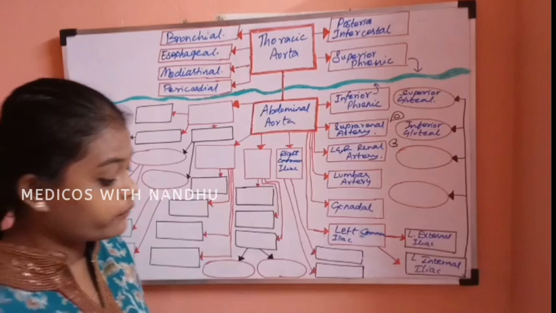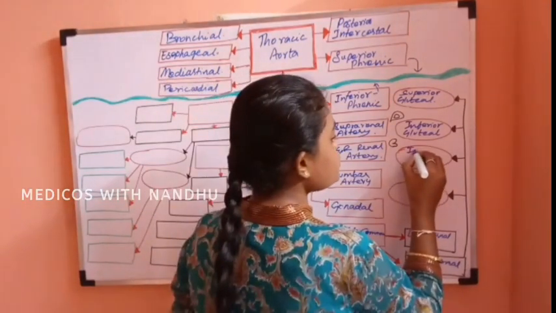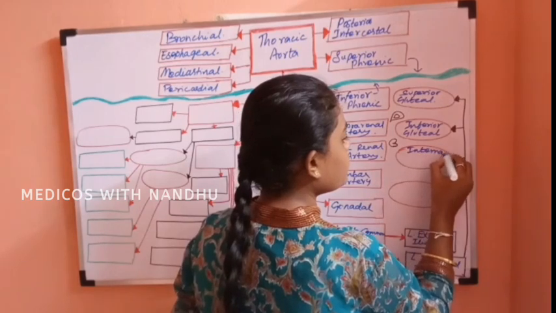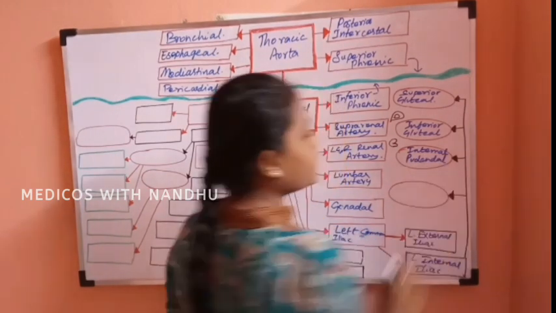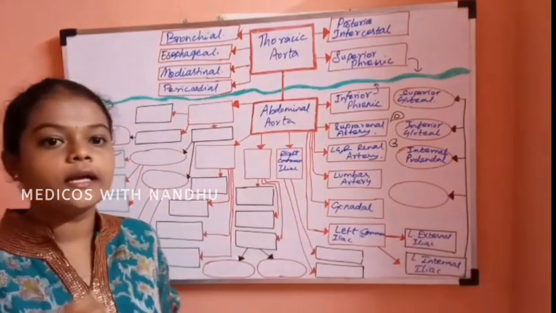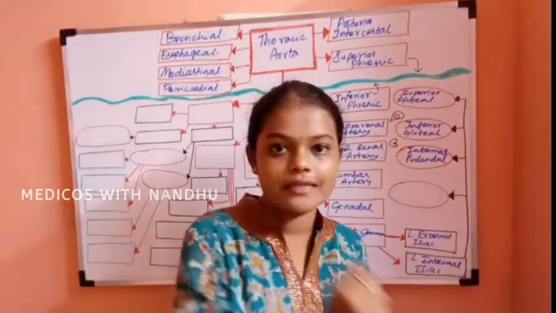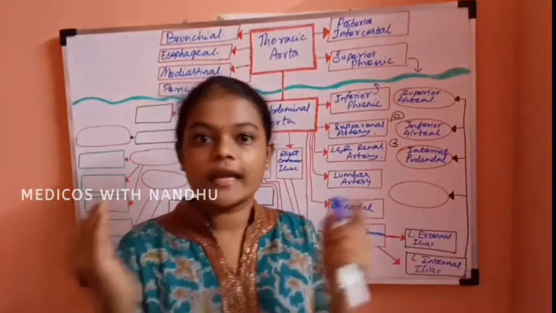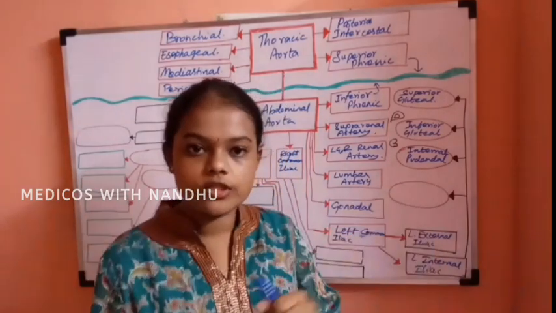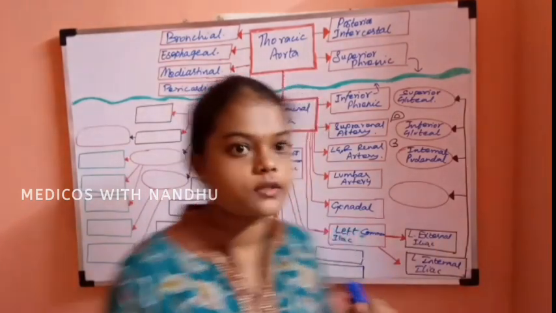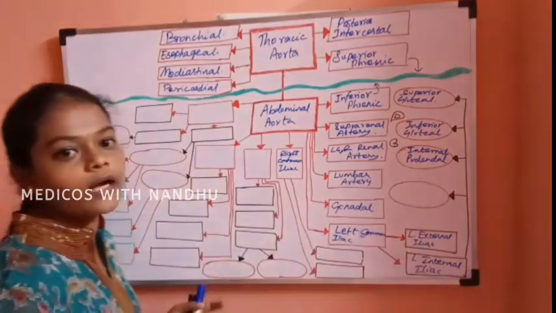Next, an important one, the internal pudendal artery. Mainly it is going to supply the external genitalia. The external genitalia of males, where we have the penis, and the external genitalia of females, where we have the clitoris. So the internal pudendal artery supplies these structures.